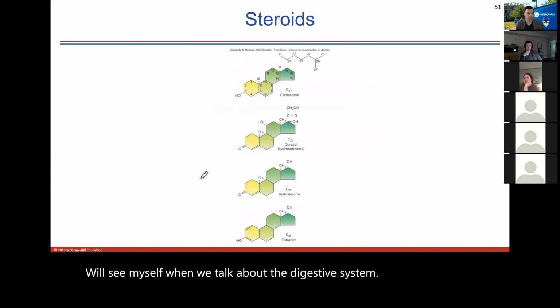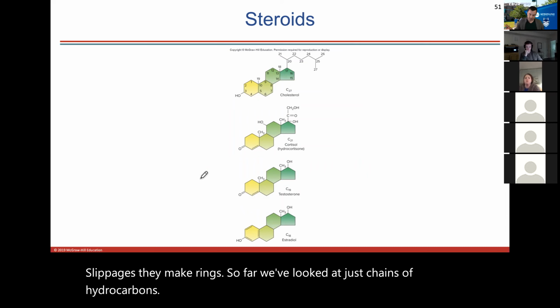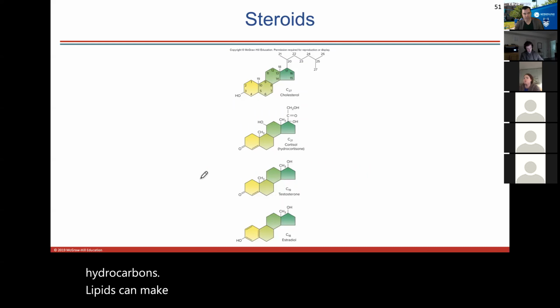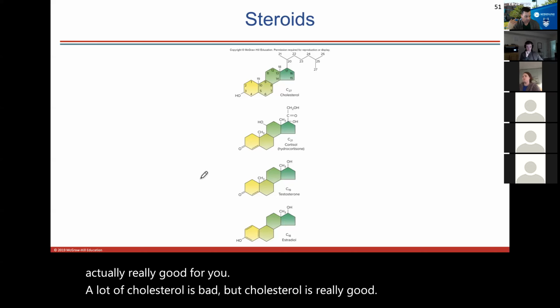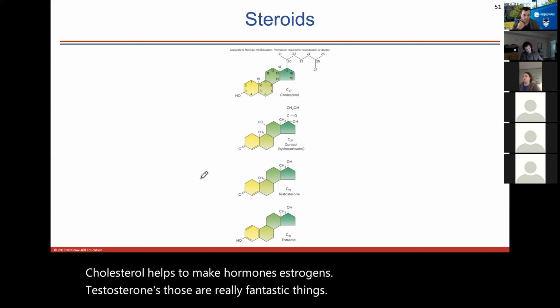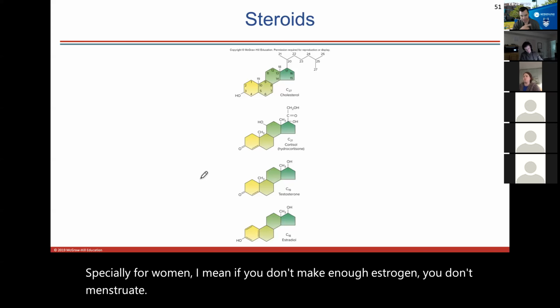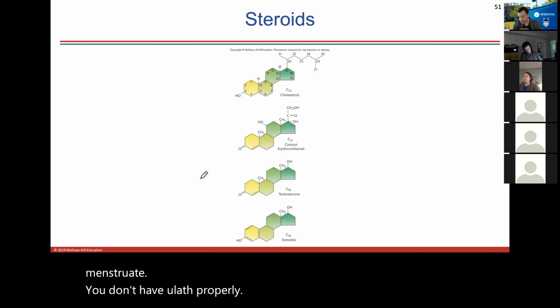Another great thing about lipids is they make rings, because so far we've looked at just chains of hydrocarbons. Lipids can make steroids, cholesterol. Cholesterol is fantastic. Cholesterol is actually really good for you. A lot of cholesterol is bad, but cholesterol is really good. Cholesterol helps to make hormones, estrogens, testosterones. Those are really fantastic things, especially for women. I mean, if you don't make enough estrogens, you don't menstruate. You don't ovulate properly. You're going to have bone health issues.